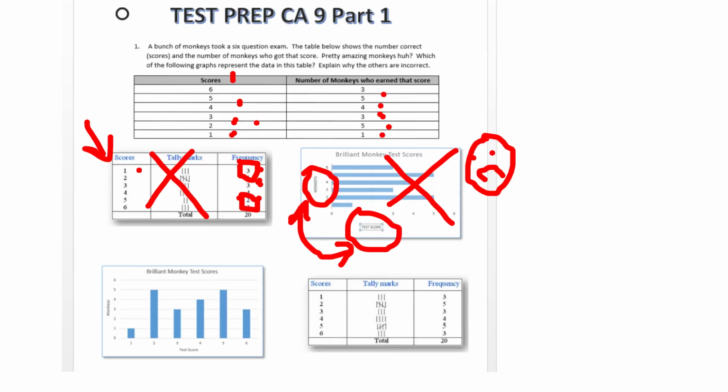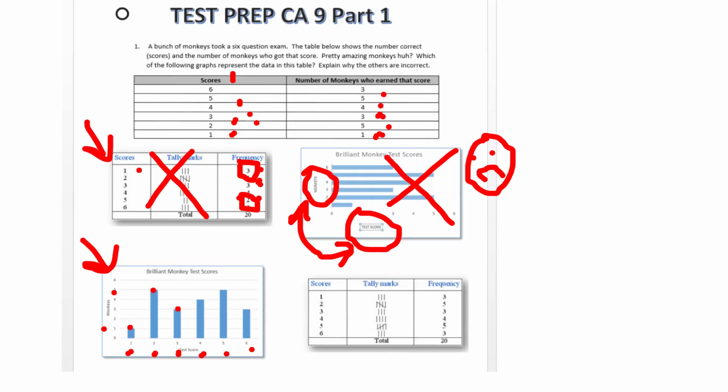All right, moving on. Let's look at this graph here. This graph here has Brilliant Monkey Test Scores. And what we have is the test scores of 1, 2, 3, 4, 5, and 6. Let's look. When 1 is the test score, we should have a value of 1 monkey, like we saw up here. And sure enough, we do. Right here, it's 1. When the test value is 2, we should have 5, and that's what we find. When the test value is 3, we should have 3, and that's what we find, both up here in this graph and on the graph itself.